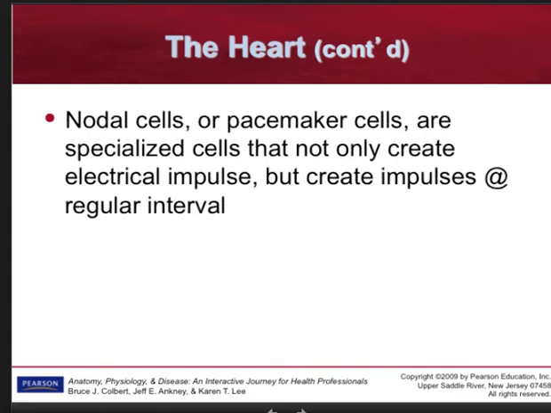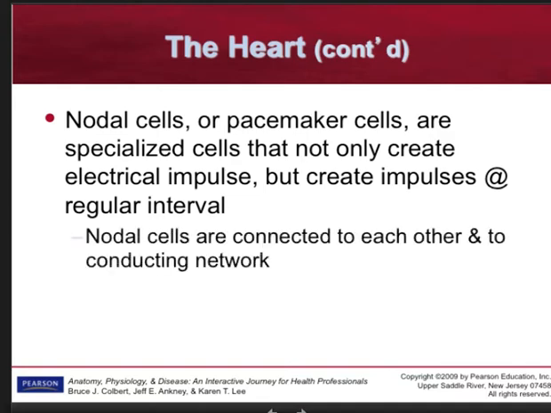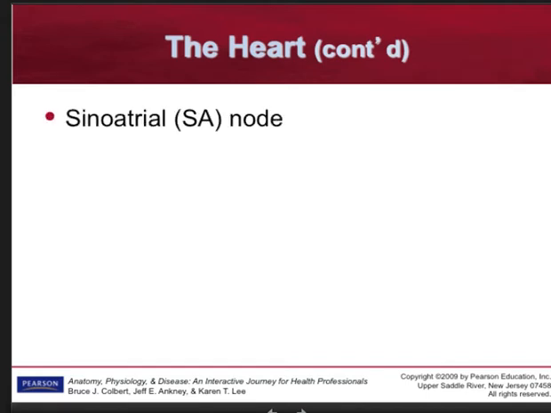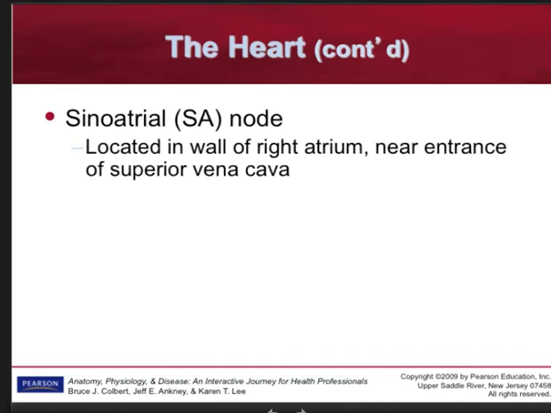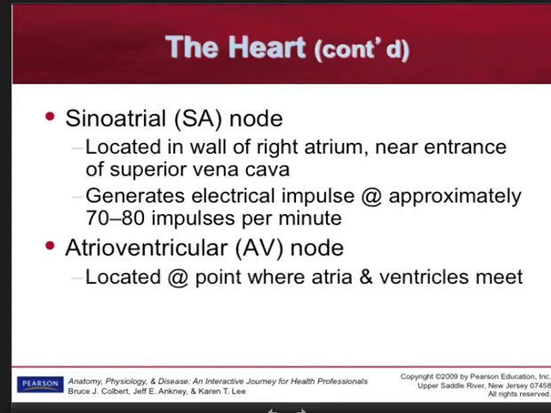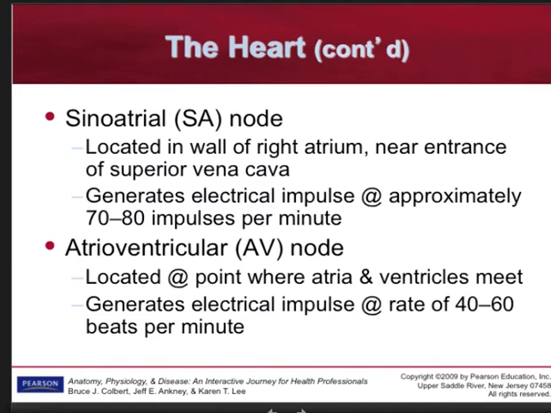These are called nodal or pacemaker cells, and they not only create the electrical impulse, but they create them at a regular interval. The nodal cells are connected to each other and to the conducting network, and they're split into two groups, the SA and the AV node. The SA node is in the right wall of the atrium, so it's in the upper right-hand corner of the heart, near the entrance of the superior vena cava, and it generates impulses at about 75 beats per minute. The AV node is located at the point where the atrium and ventricles come together, and it generates electrical impulses at a rate of about 50 beats per minute.